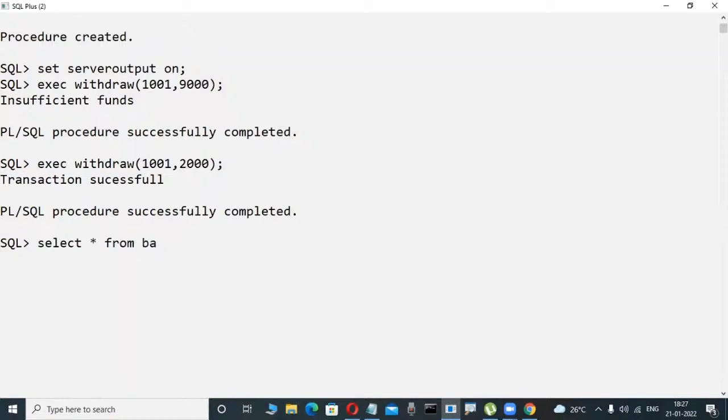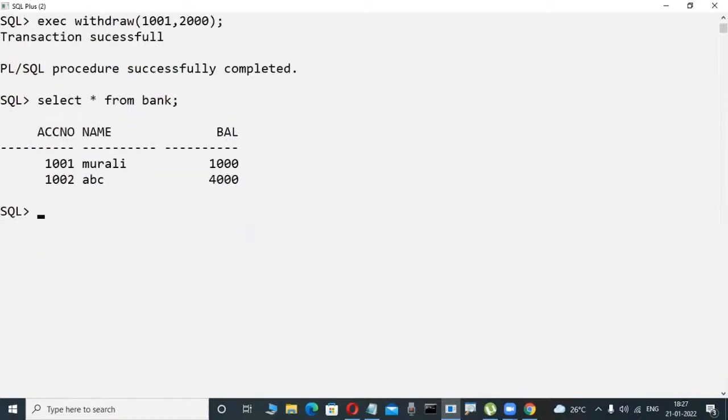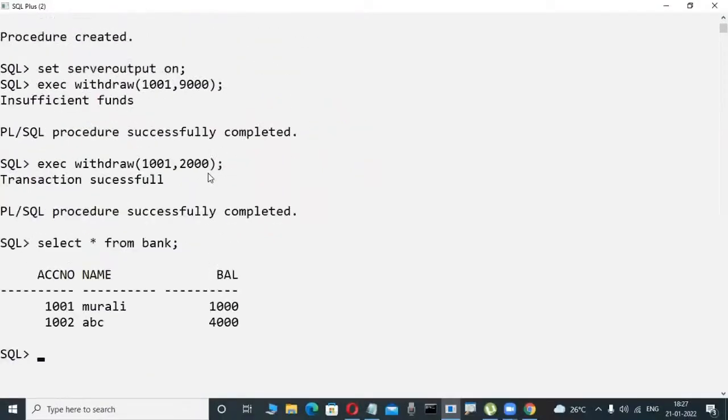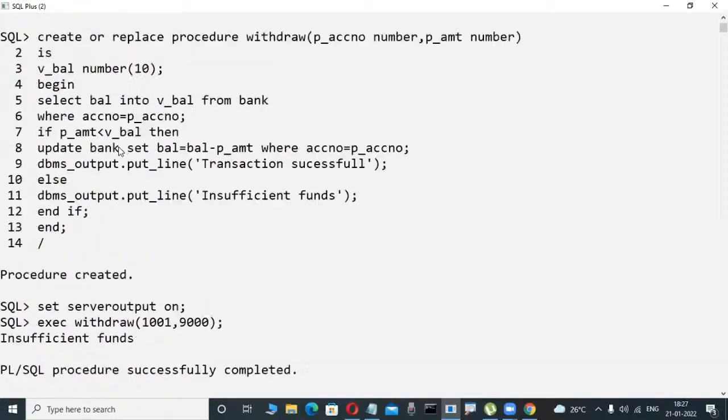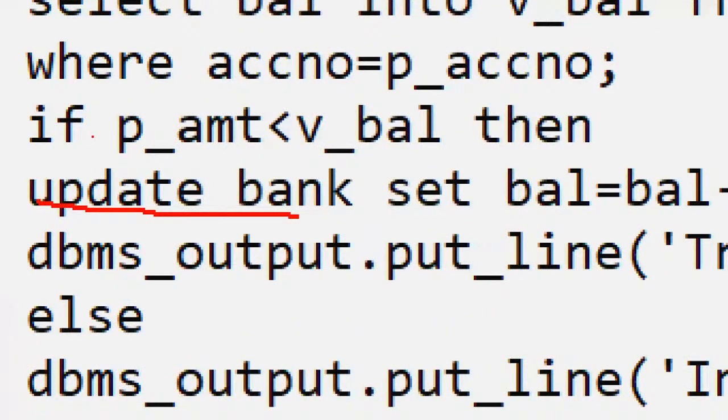Yes, the bank table is there. Now check it out. In the previous case, 3,000 is there. 3,000 minus 2,000 rupees withdrawn, then automatically the remaining balance, how much? 1,000 rupees are there, or not? How is it possible? You are a programmer, writing code with an update. Update is a SQL command only. IF condition is a PL/SQL command.